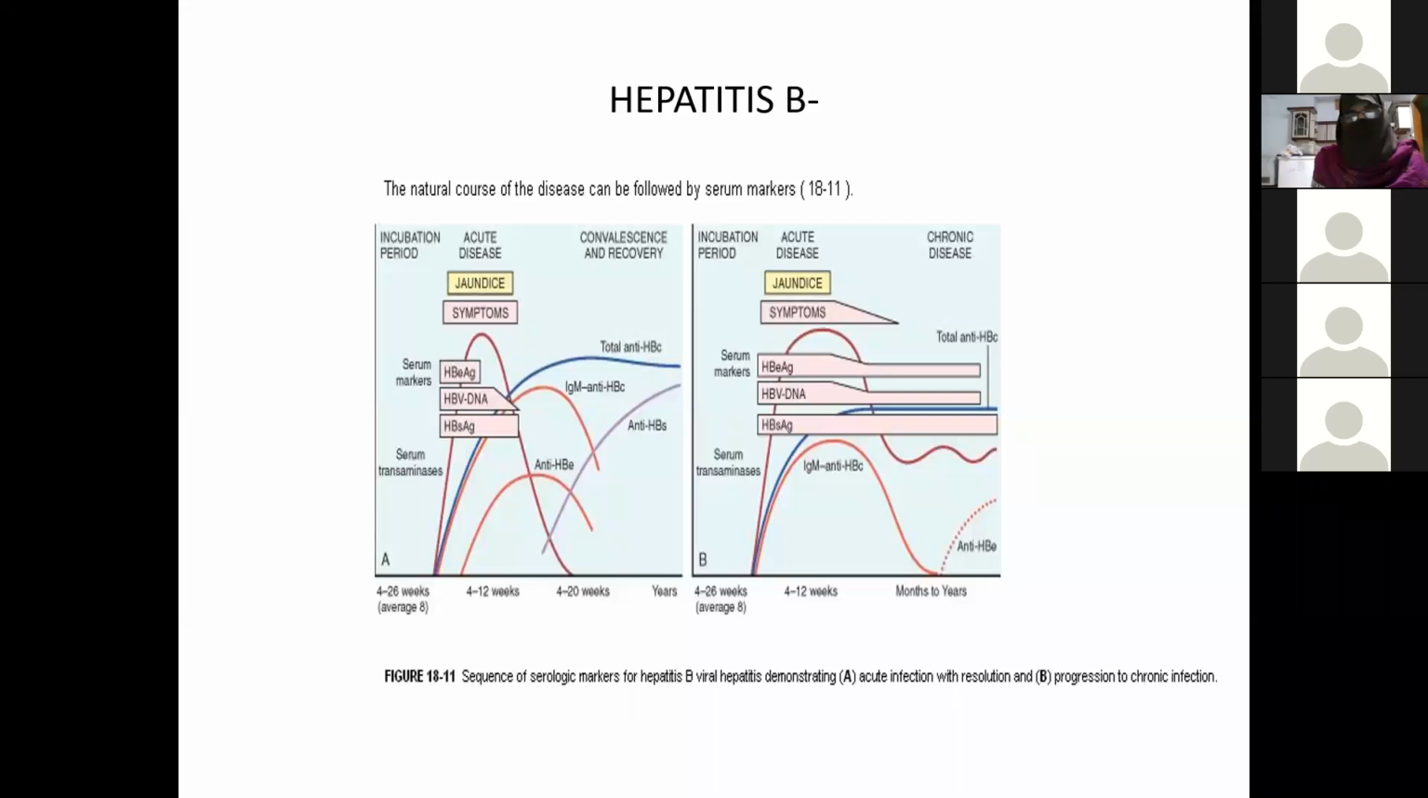विंडो पीरियड ये होता है कि बेसिकली सरफेस एंटीजन, I am again repeating the same, so everybody get it, कि hepatitis B surface antigen has disappeared from the serum and hepatitis surface antibody has not yet appeared in the serum. इस पीरियड को हम कहते हैं विंडो पीरियड.